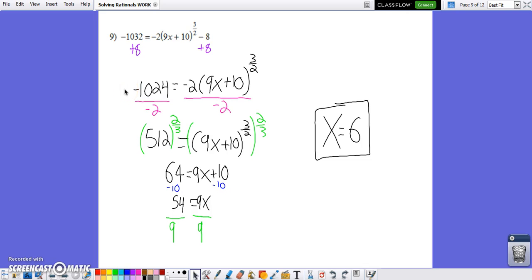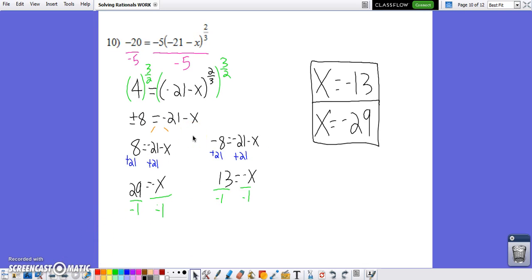All right, here. Again, before I can do anything, I have to get rid of the items in front of and behind the item with the rational exponents. So I'm going to add 8 to both sides. That gets me negative 1024 equals this stuff over here. And then I divide by negative 2. I have now isolated the item with the exponent. So I take it to the reciprocal exponent of 2/3. That undoes itself, and I get 9x plus 10 equals, and then 512 to the 2/3 power is 64. I then subtract 10, and then divide by 9, getting x equals 6.